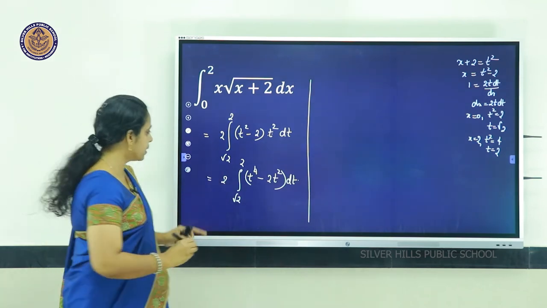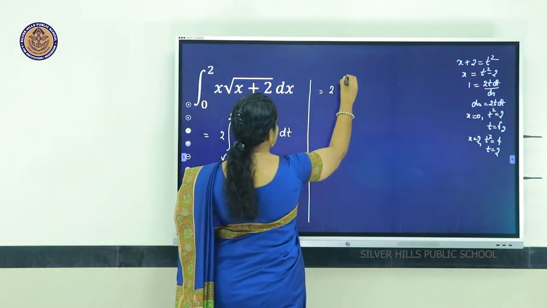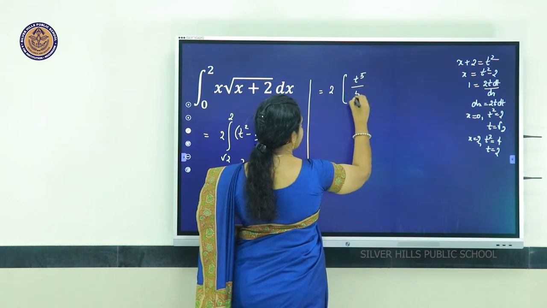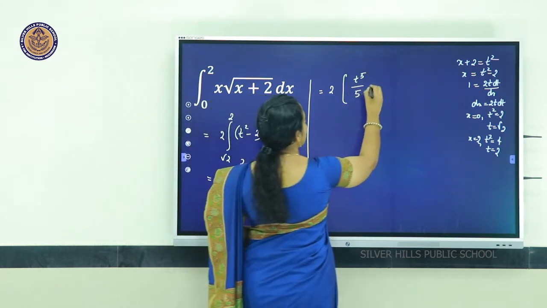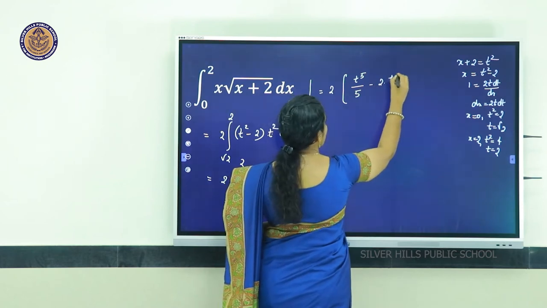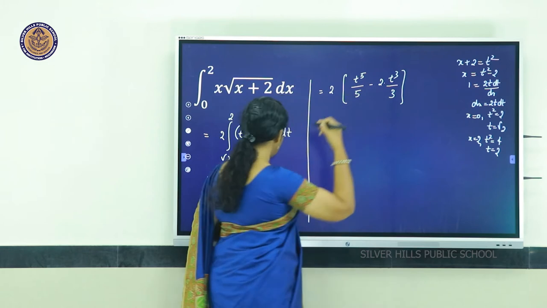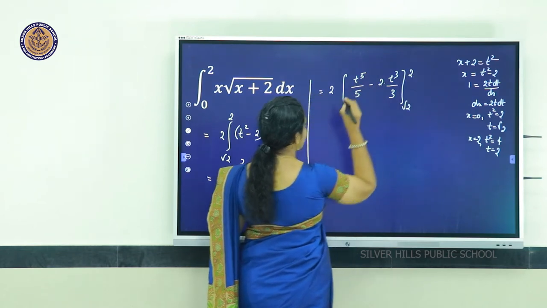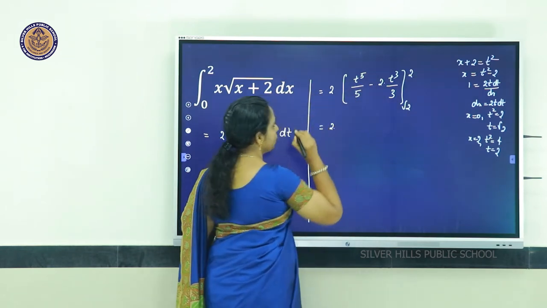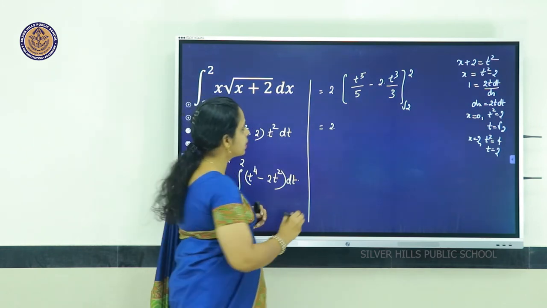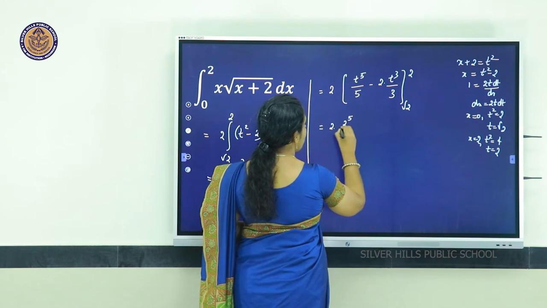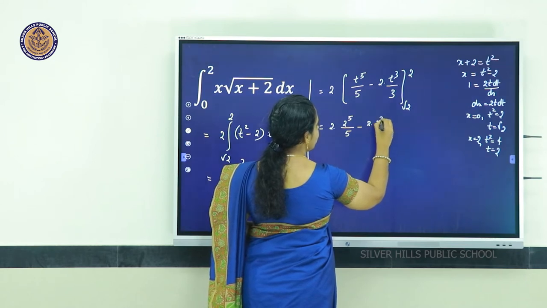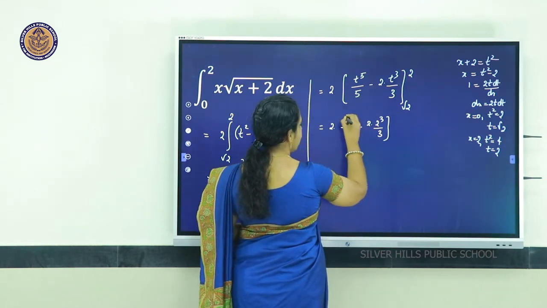Now let us integrate. 2 into t raised to 4 will be t raised to 5 by 5 after integration, minus 2 into t cube divided by 3, under the limits root 2 and 2. Now we will give the upper limits: 2 raised to 5 by 5 minus 2 into 2 cube divided by 3.